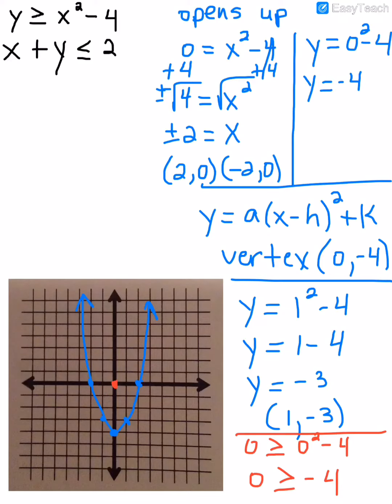Again, I'm graphing a system, so that means that I am looking for the part that overlaps. So I'm just going to lightly shade this to remind myself where the true part of the graph is, or where the shaded part of the graph is.